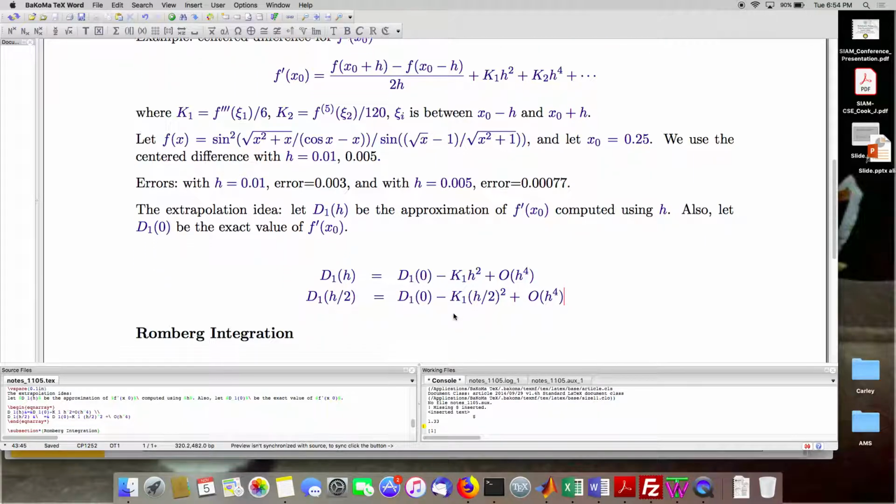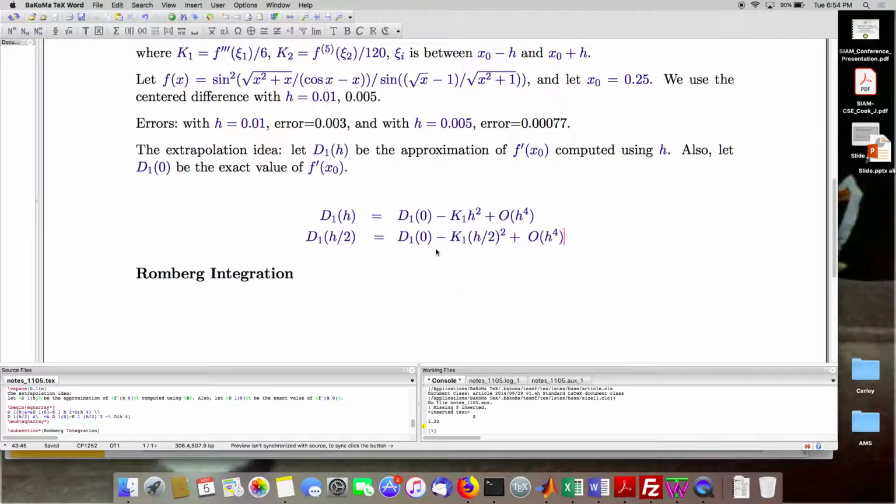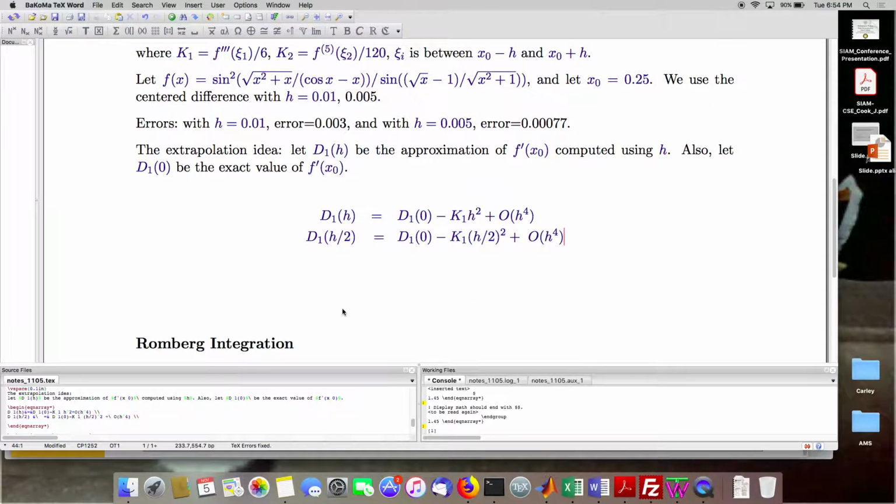Now, here's what I can do. On the next line, I'm going to take this entire second equation, because h over 2 squared would be the same as h squared over 4. So now, whoops, that's h squared, not h to the fourth. Not sure how that plus got a superscript.